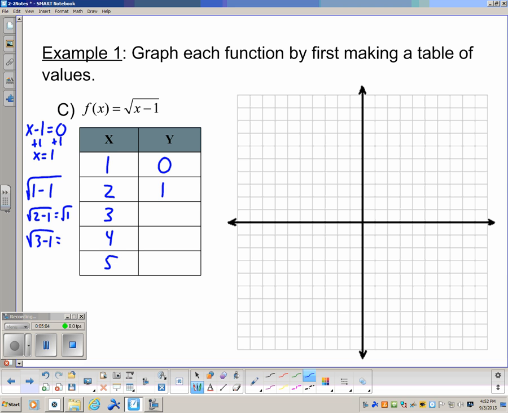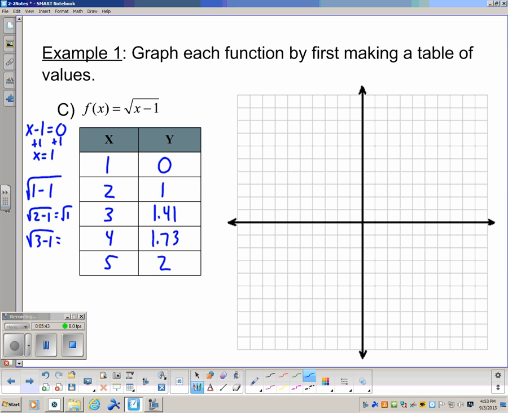And then I've got the square root of 3 minus 1, which ends up giving me the square root of 2. Now, that one's not going to come out nice, unlike all the other ones we've done so far, but you can simply plug that right into your calculator, and it will tell you that the square root of 2 ends up giving me 1.41, and I usually like to do these out to the hundredths place. So next one here, you've got 4 minus 1, which gives me the square root of 3, which ends up being 1.73. And then I've got 5 minus 1, which is 4, and the square root of 4 there is 2.